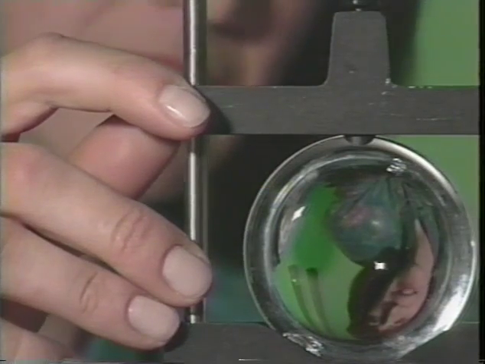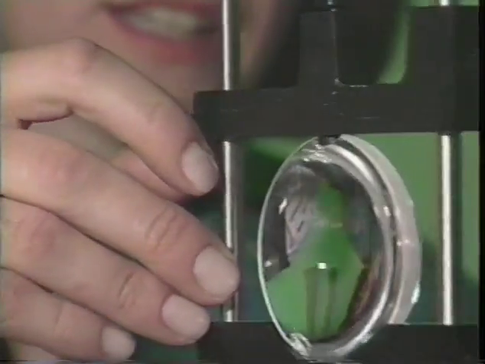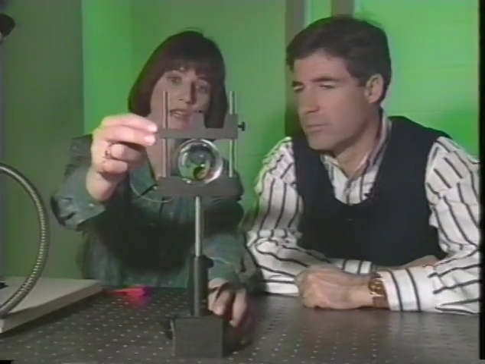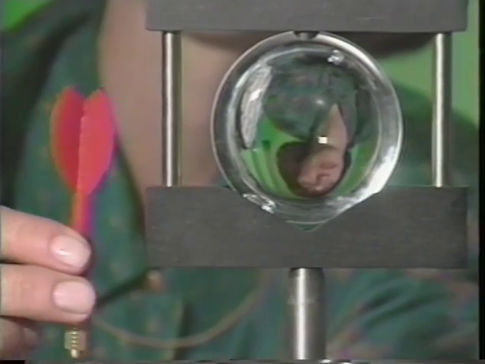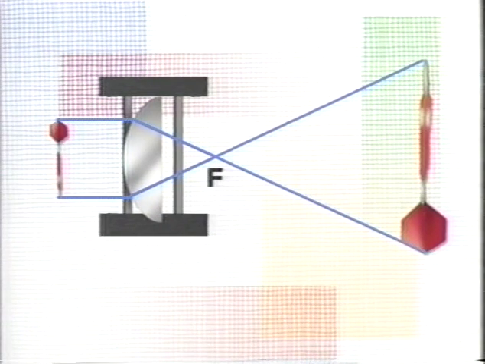A convex lens is simply a curved piece of glass which is thicker in the middle, but it can bend light in such a way that it can magnify objects, like this dart, for example. Light rays from the head and tail of the dart bend as they enter the glass at an angle. The rays cross at the focal point of the lens, later forming an enlarged image of the dart.